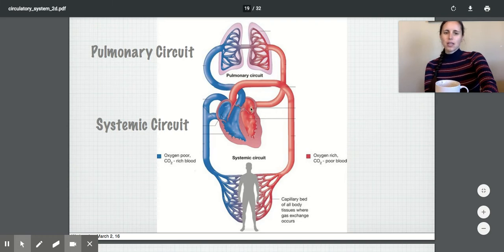Now it's on the left side of the heart. So now it's considered to be the systemic circuit. So it's going to flow from the left side of the heart to the body, and it's going to deliver that oxygen. Then flowing back to the heart, this is now deoxygenated blood. This is because the oxygen has been delivered to the blood cells. It goes back into the heart, ready to enter back into the pulmonary circuit. So we have our two systems. We have our pulmonary circuit and we have our systemic circuit down here.